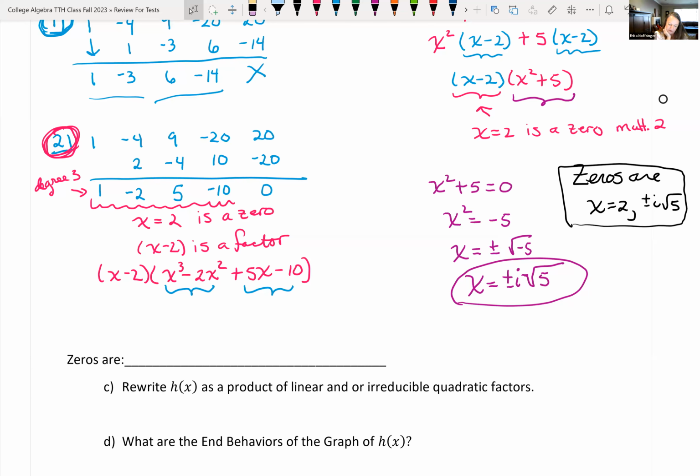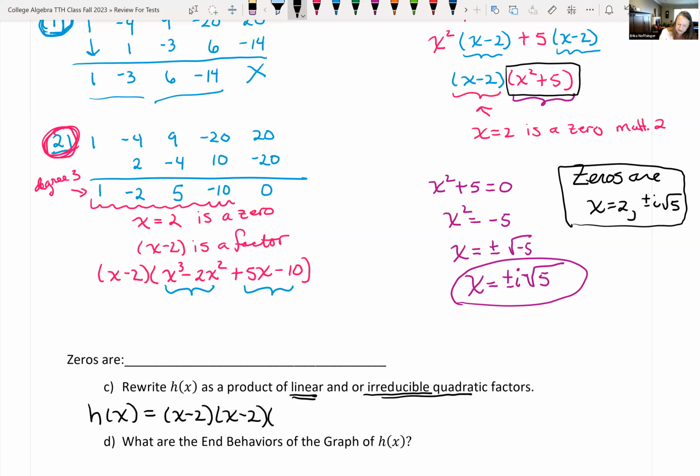Rewrite h of x as the product of linear and/or irreducible quadratic. So this quadratic factor that we had up here, x squared plus 5, that is irreducible over the real numbers. So h of x, this is equal to x minus 2 all times x minus 2 all times x squared plus 5.